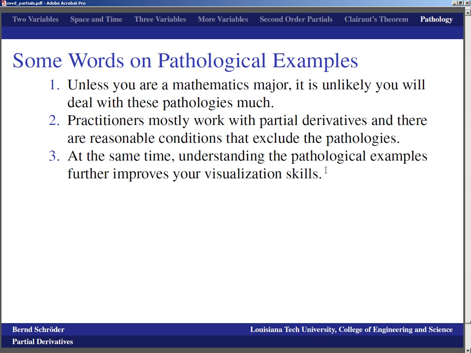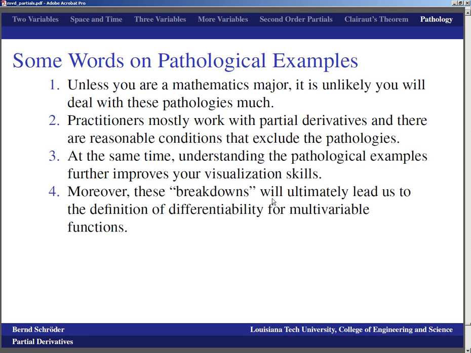At the same time, understanding the pathological examples will improve our visualization skills, and that means we might as well do it, and it will also improve our understanding ultimately of why the definition of differentiability for multivariable functions is as complicated as it is. It's a very simple reason: there is no choice. Well, okay, that's the simple upshot, but all these pathologies will lead up to that.